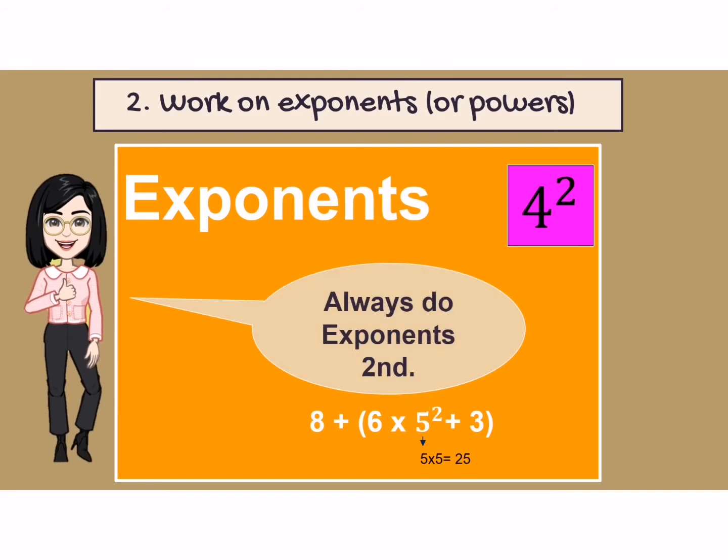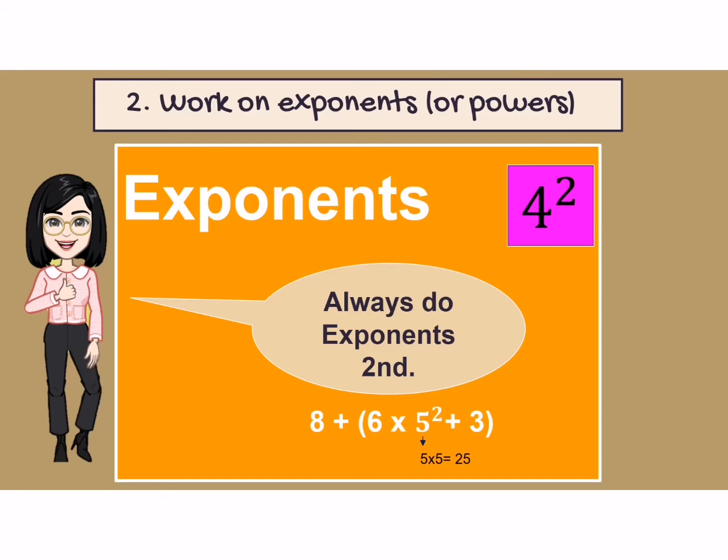The second rule is to work on exponents. Now, how do we solve exponents? You are perfectly right! You should multiply the number by itself. So, in this example, 8 plus parentheses 6 times 5 squared plus 3. What should be done first?